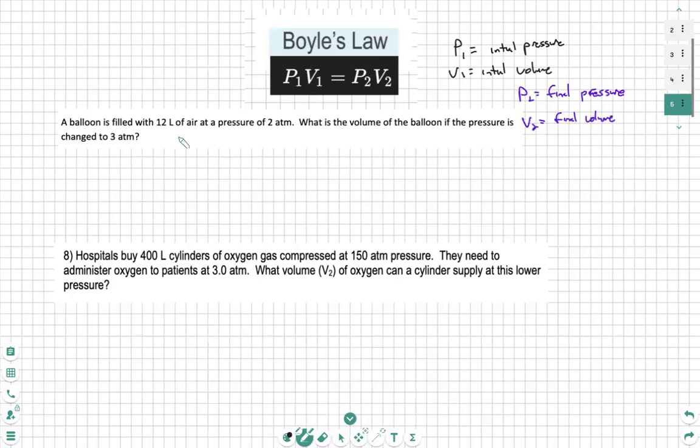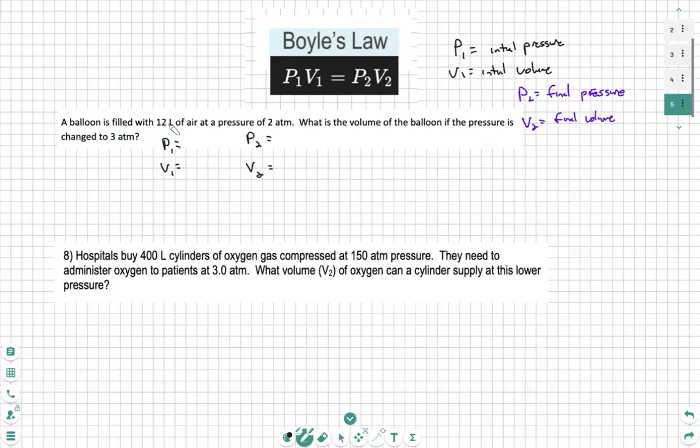So in our first question, let's read it out loud. A balloon is filled with 12 liters of air at a pressure of 2 atms. What is the volume of the balloon if the pressure is changed to 3 atms? So the first thing I do is I notice that pressure goes through a change, and we're looking for volume, therefore we know we're using Boyle's law. So the first thing I do is I write P1 V1, P2 V2, and we start finding what each one is equal to within the word problem.